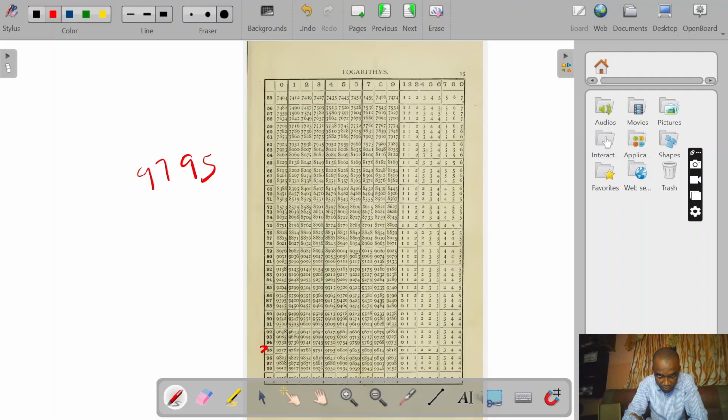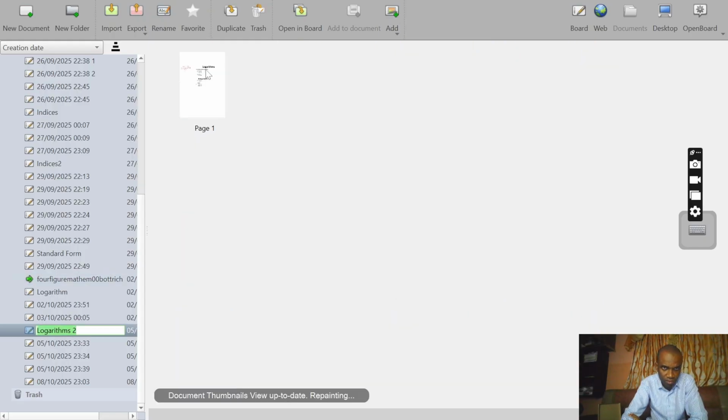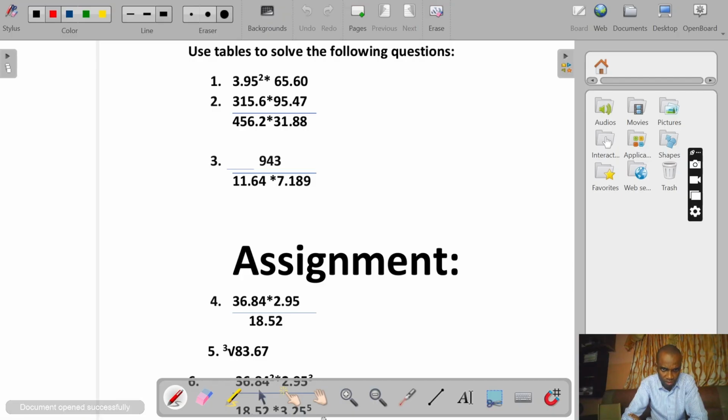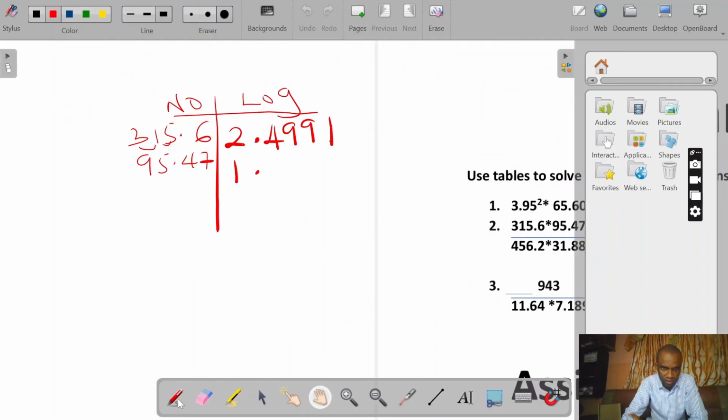95 under 4 difference 7. Difference 7 is 3. So that will give me 9798. Let me go back to the 9798 and rewrite that as .9798.